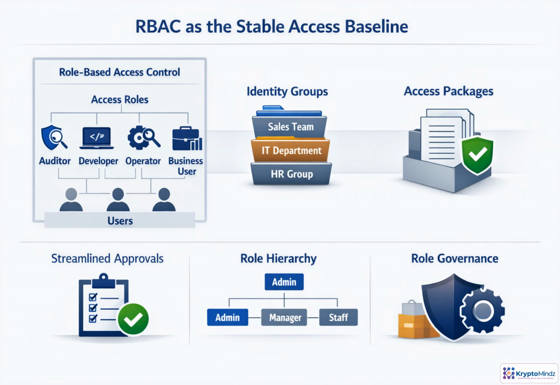RBAC is the foundation of the access model. It maps common permissions to familiar responsibilities: auditor, developer, operator, or business user. So access is easier to request, approve, review, and explain. The key is alignment. Roles should connect to enterprise identity groups and access packages, not live as isolated exceptions. Keep the model disciplined. Too many narrow roles create role explosion, so use role families, careful inheritance, and clear ownership. For dynamic risk, layer additional controls on top.